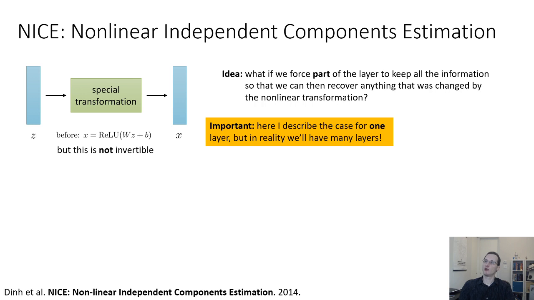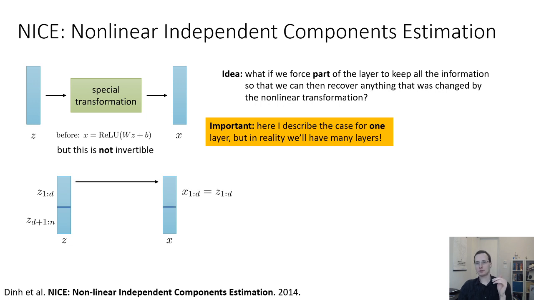So here's an idea. What if we force part of the layer to keep all of the information so that we can then recover anything that was changed by the nonlinear part? Here's what we can do. Let's take our z and split it into 2 parts. The first part is the first d entries in z: z1, z2, out through zd. And then the second part is zd plus 1 through n. That's just the rest of z. And x will also have 2 parts. The first part will just be copied directly. So x1 through d is just equal to z1 through d. It's completely unchanged.